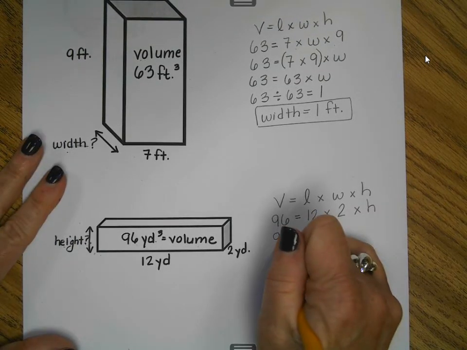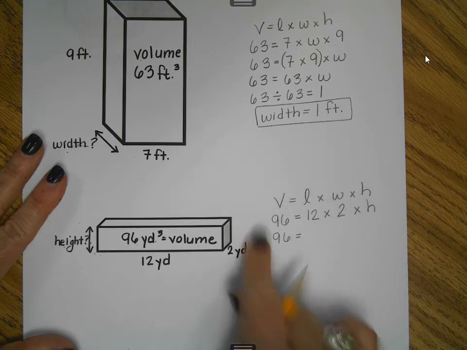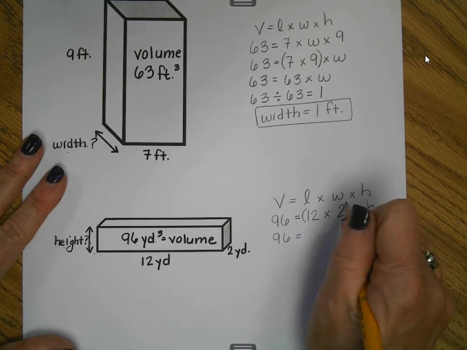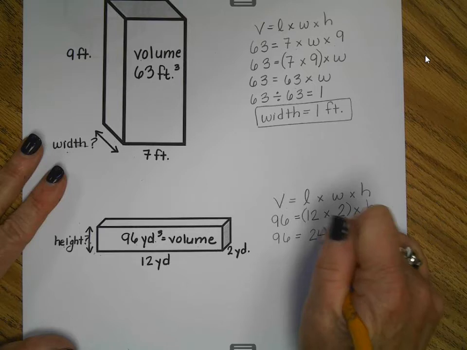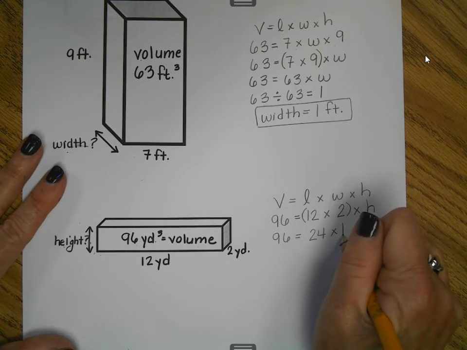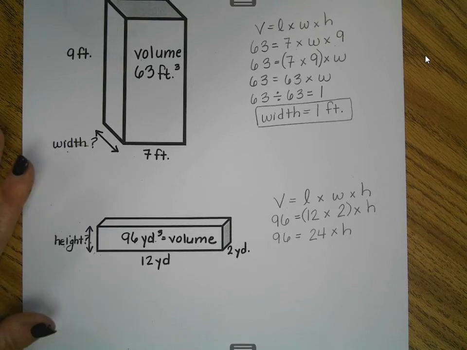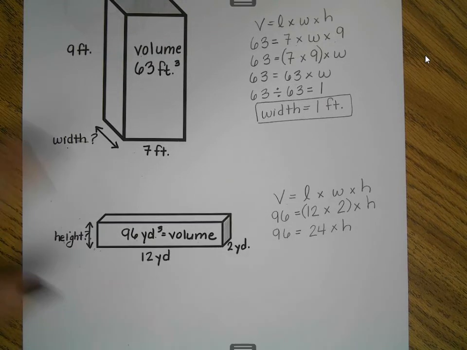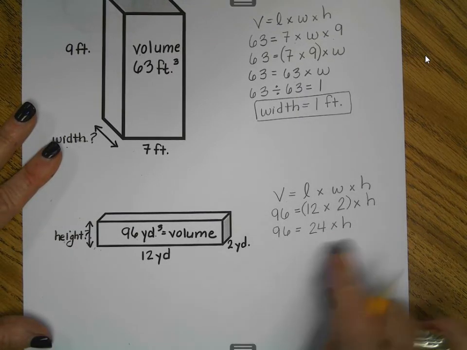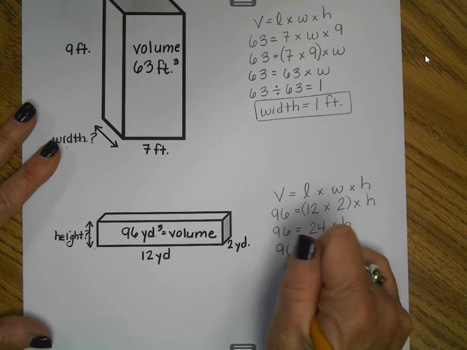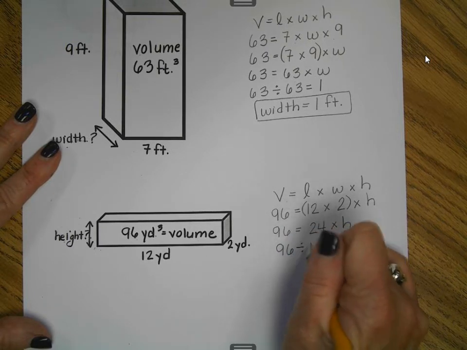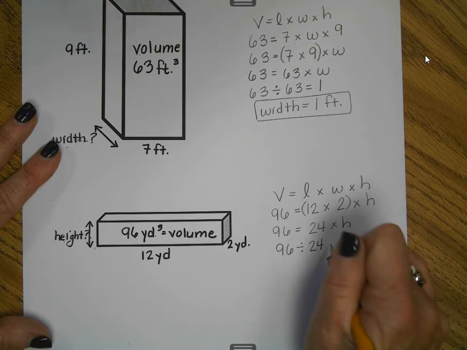All right, we copy down 96 equals because we're not ready to solve. I can go ahead and multiply 12 times 2. That's 24 times the height. All right, now think about what you're going to do. You want to isolate the variable, right? So you're going to use the opposite operation, and you're going to take 96, and if you divide 96 by 24, it gives you that missing factor.